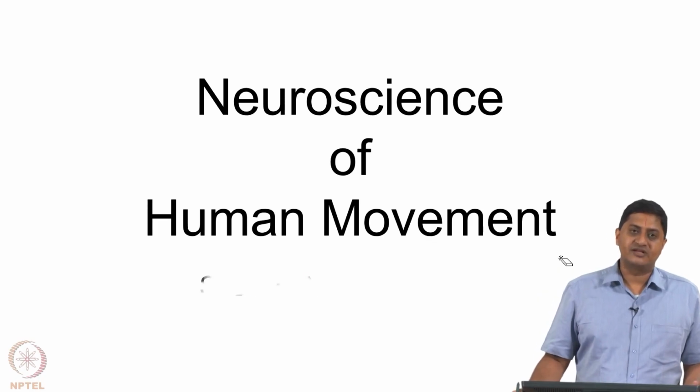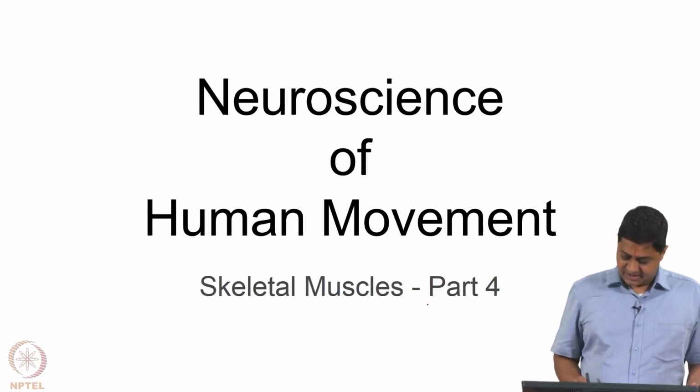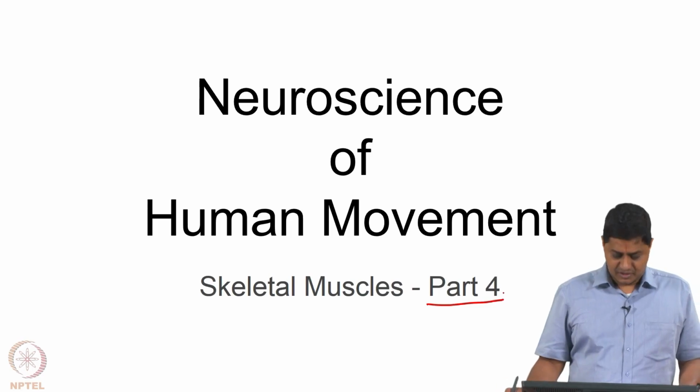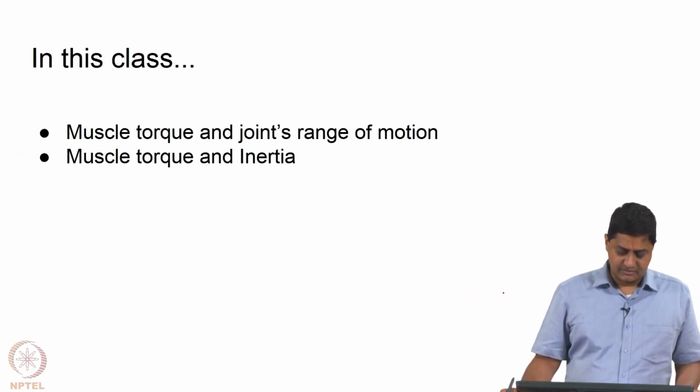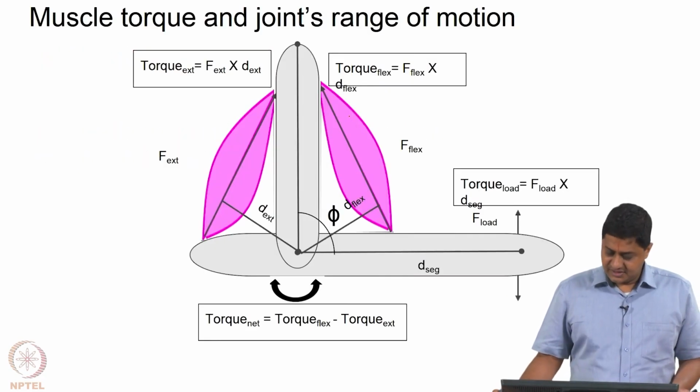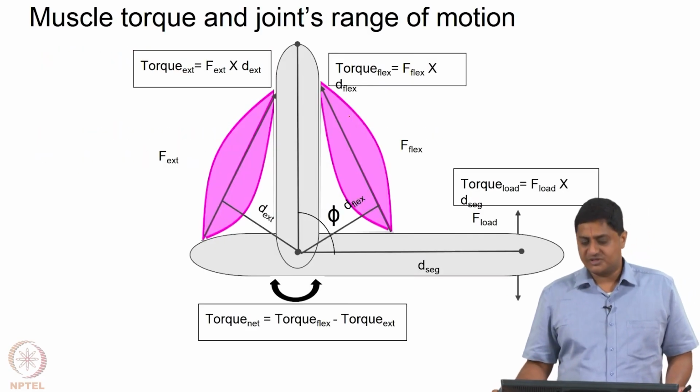We have been talking about skeletal muscles. Today's class will be part 4 of our discussion on skeletal muscles. In this class we will be talking about muscle torque and joint range of motion, and how muscle torque and inertia are related. The situation is, how are even human movements produced?